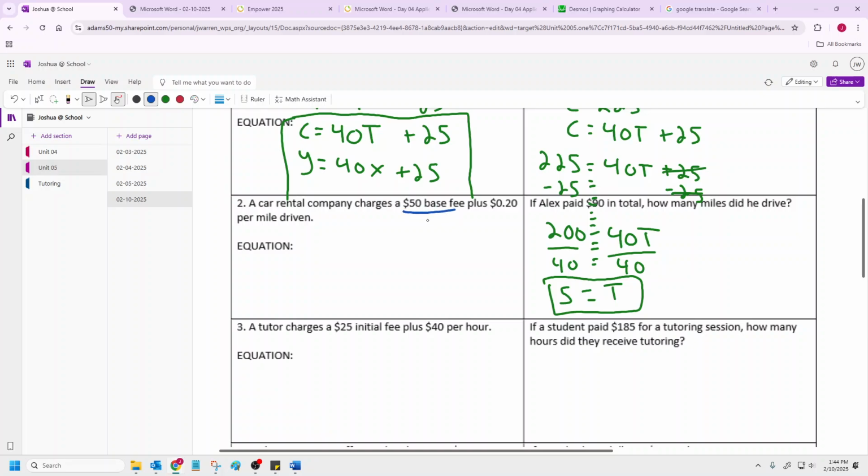$50 base fee, cool. Car rental company charges 20 cents per mile. How do I write this out? We want to know the total cost if we drive 20 cents per mile, and there's a base fee of 50. Not my best video, y'all, but I think you'll be fine.